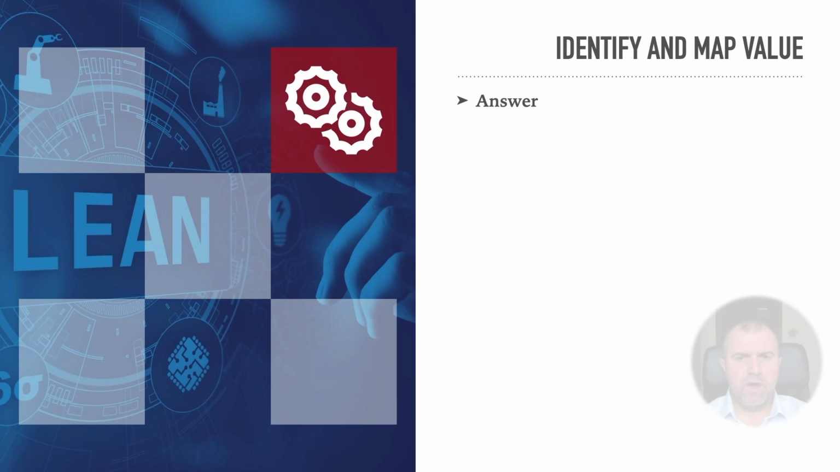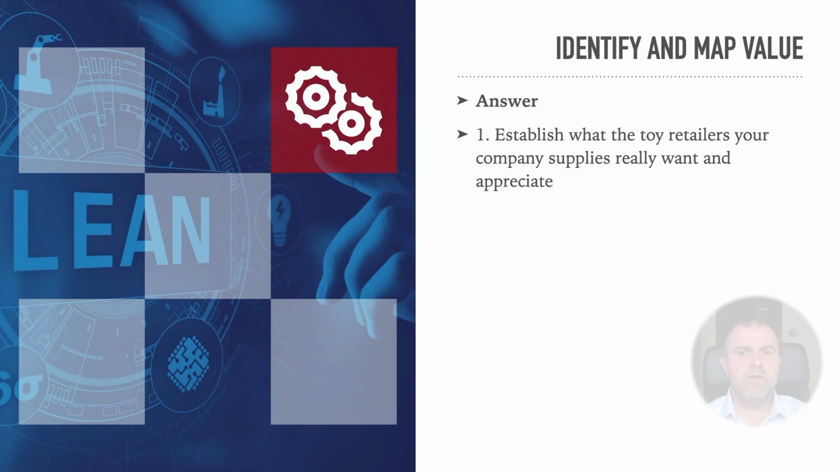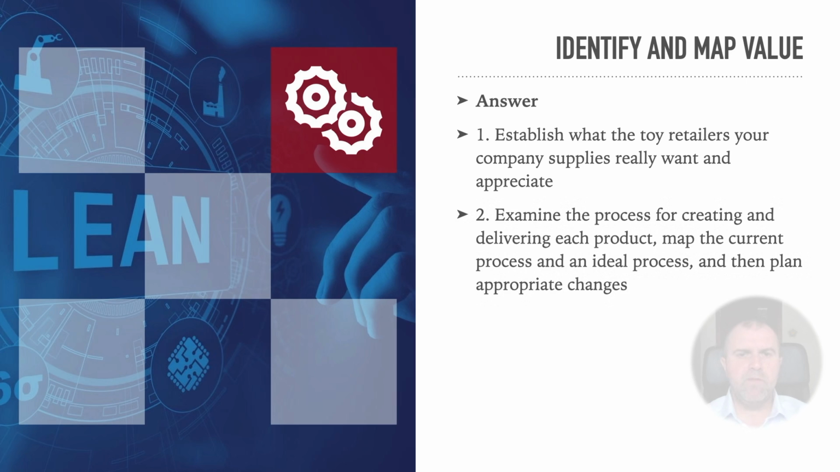Option 1 is correct. In this example, toy retailers are your company's customers. Identifying value involves establishing what they value about the product or service your company provides. Option 2 is also a correct option. Mapping the value stream means you walk backward through the process, draw up current and future state maps, and develop an action plan.